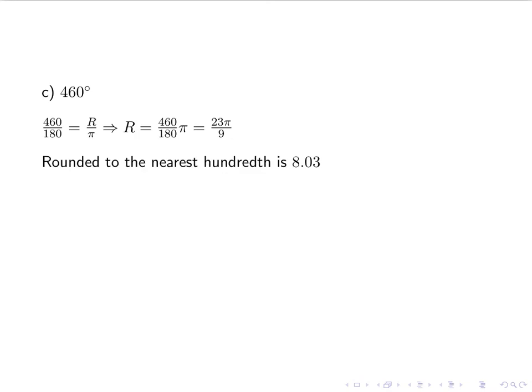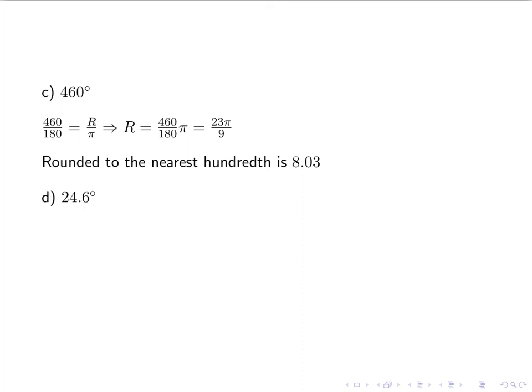How about 460 degrees? Notice this is more than a full circle. So I know right away that my answer better be more than 2 pi. It's got to be more than one full circle. So again, I plug it in for D, multiply by pi, simplify my fraction. So 460 over 180, I can get rid of a 20 on top and bottom, and end up with 23 pi over 9, which is more than 2 pi. Plug it into my calculator, and I should get 8.03.